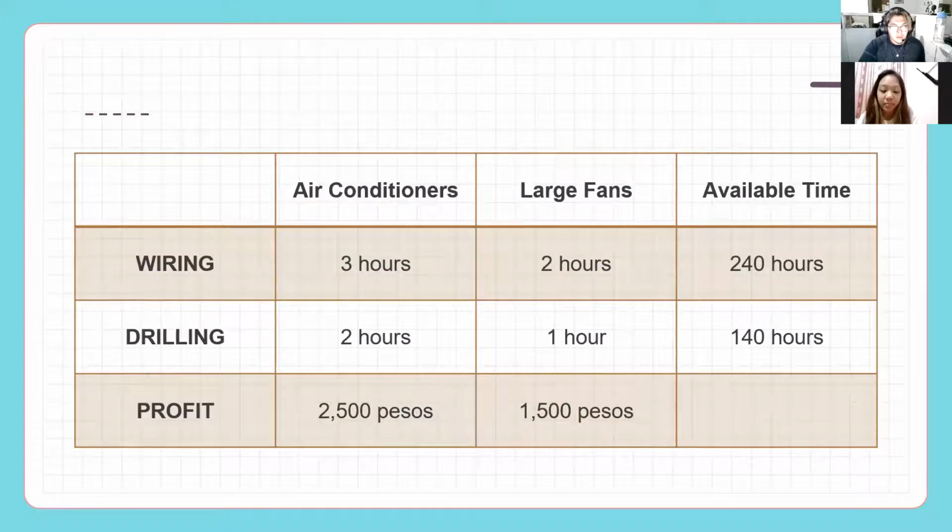So here's the table. There are two choices, the air conditioners and large fans. For the wiring, air conditioners spend 3 hours, while large fans spend only 2 hours, and the available time is 240 hours. For the drilling, air conditioners spend 2 hours, and large fans spend only 1 hour. Available time is 140 hours. The profit of an air conditioner is 2,500 pesos, and large fans only 1,500 pesos.